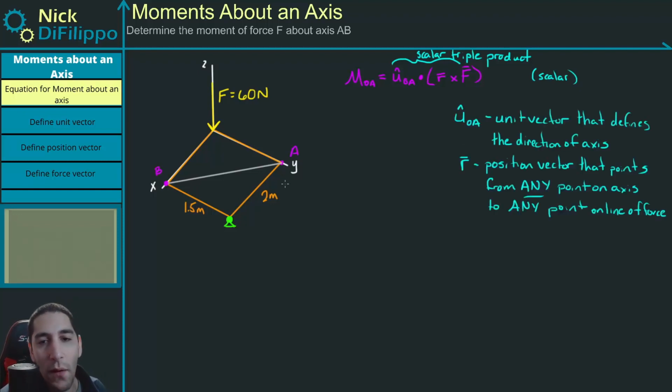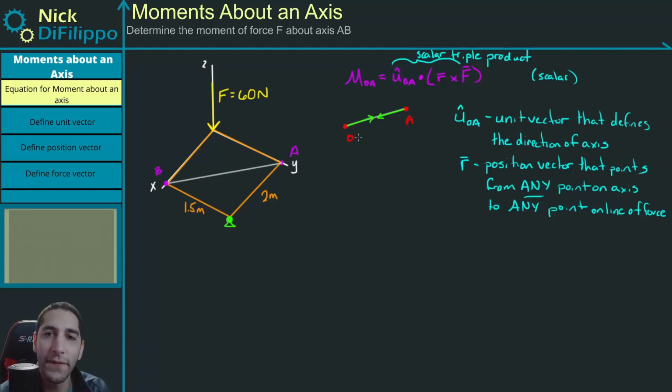If we look at what these variables mean, this vector right here is the unit vector OA. It's going to define the direction of the axis. And this is a free choice if the problem or your professor doesn't tell you otherwise. So let's say I have 2 points in space. This is O and this is A, and this is the line that connects them. I'm able to define a unit vector that points from O to A or from A to O.